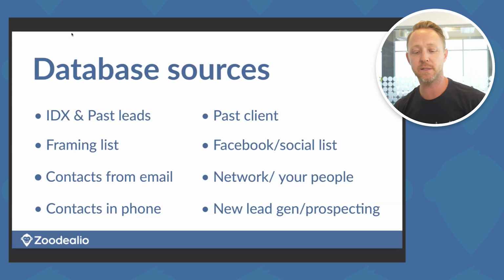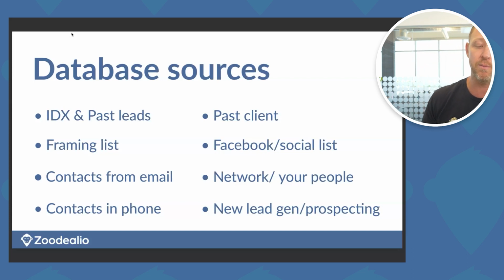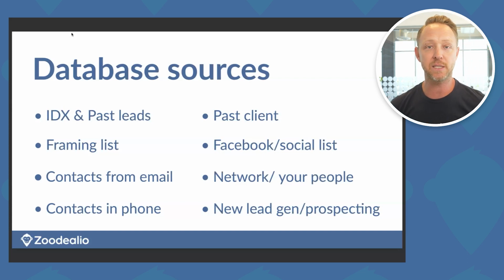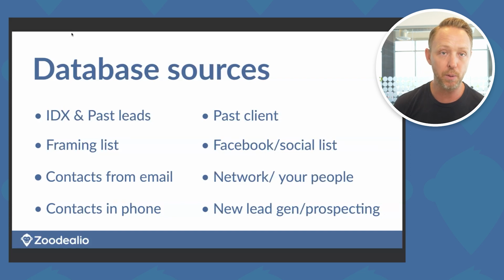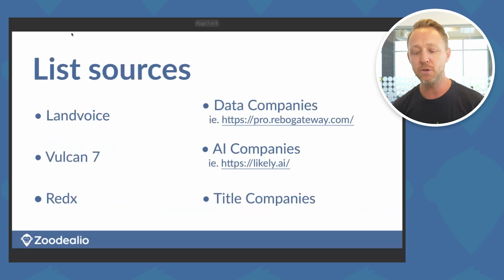Okay, so these are your lists of things that you guys have here. Farming lists, contacts from your email. I think that's a big one. Another one that people miss is your phone, right? You have so much data inside your phone and your contact list. Be able to extract that into a CSV and upload that, right? Those are all other places. Again, a farm is a huge one.